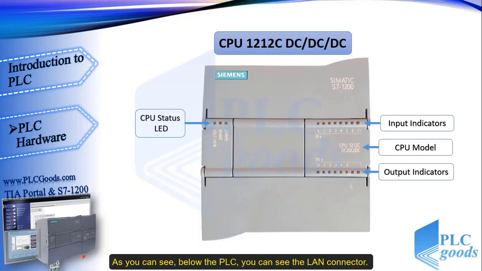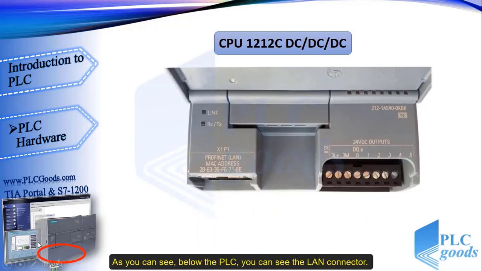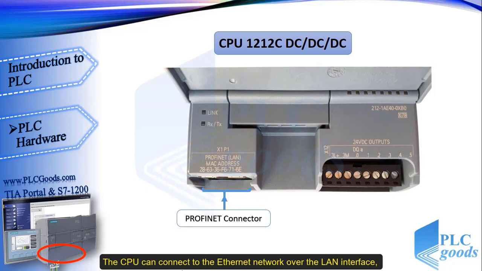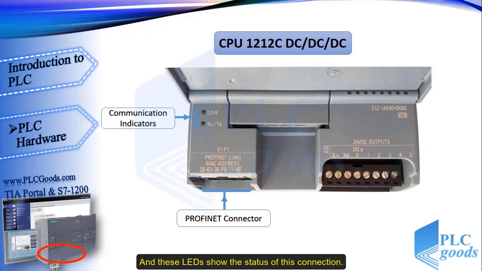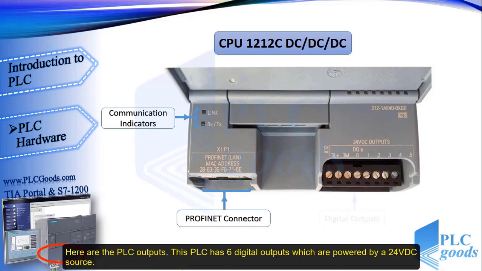As you can see, below the PLC, you can see the LAN connector. The CPU can connect to the Ethernet network over the LAN interface. For example, it has to be programmed or connected to an HMI. And these LEDs show the status of this connection.